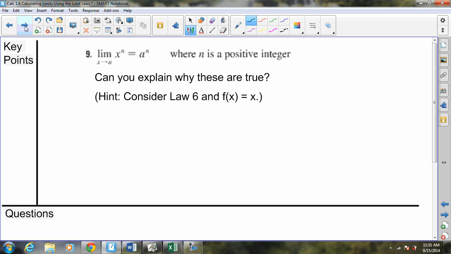This one is saying if we took something like the limit of x to the fourth power as x approached, say, 2, that answer will be 2 to the fourth. Now, why would that work? Take a look at the hint.